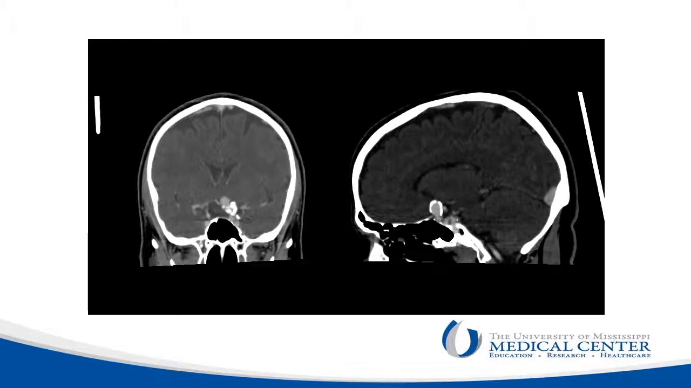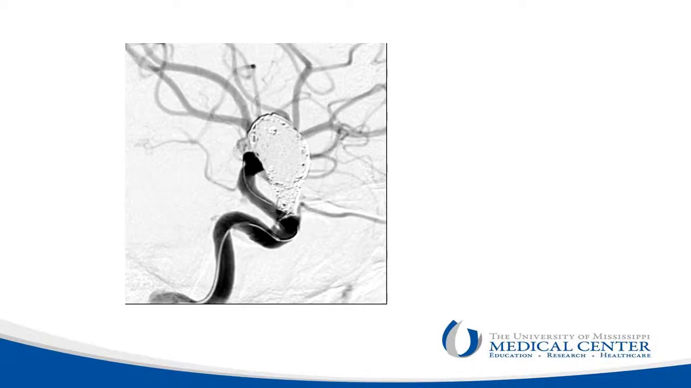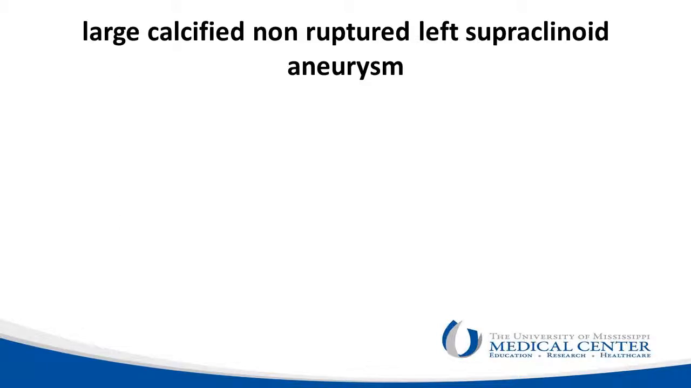Again, we can use the multiple planes to better identify the aneurysm. Angiography was performed for further evaluation. The aneurysm was coiled, and so that was a non-ruptured left supraclinoid aneurysm.